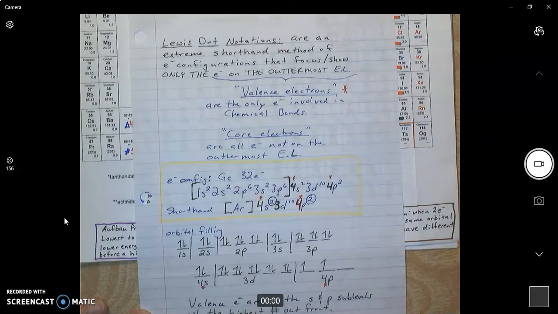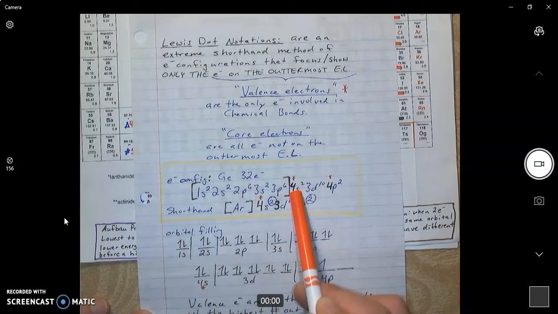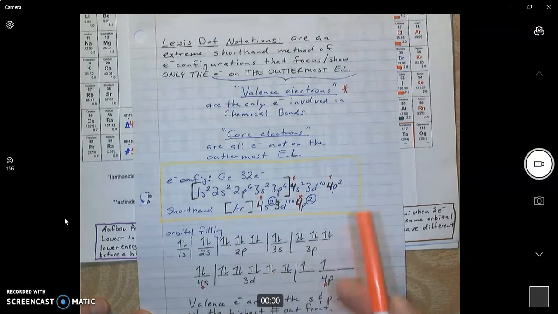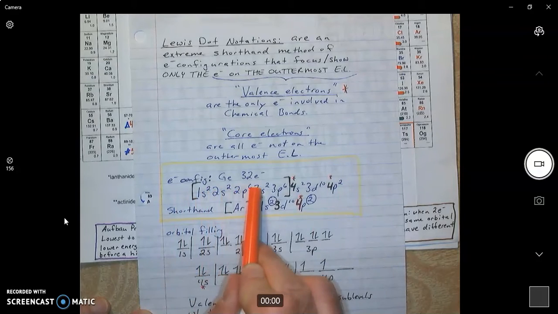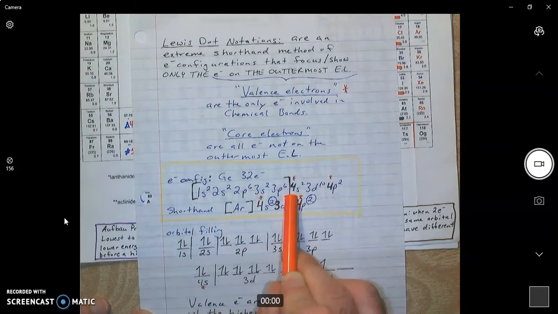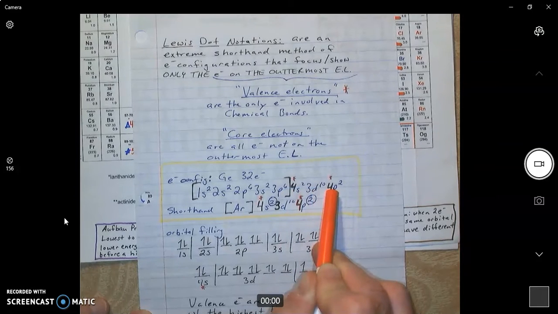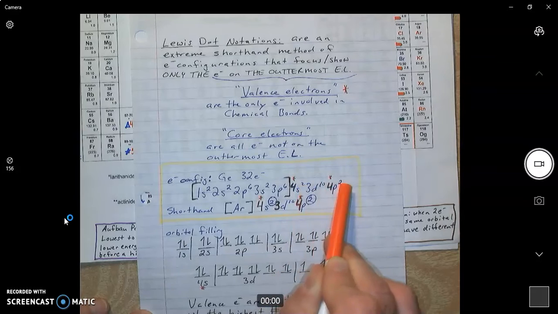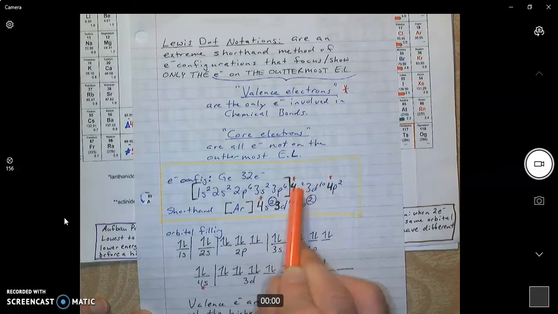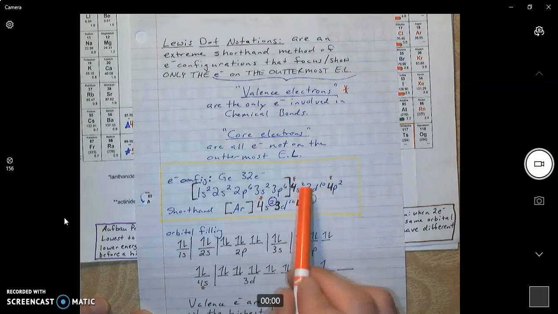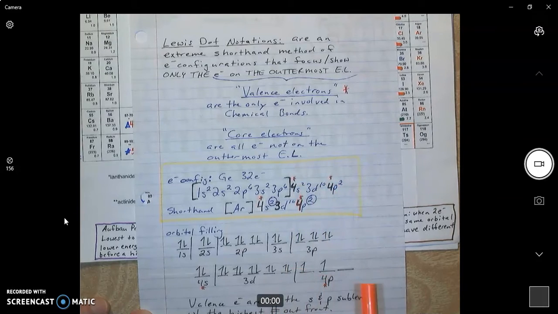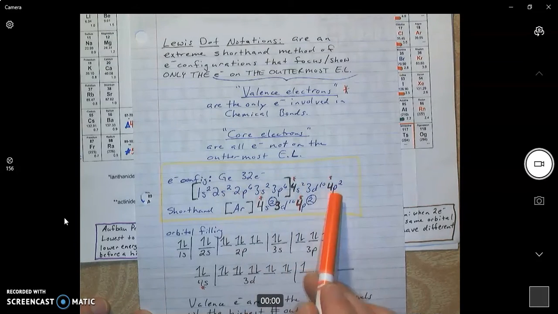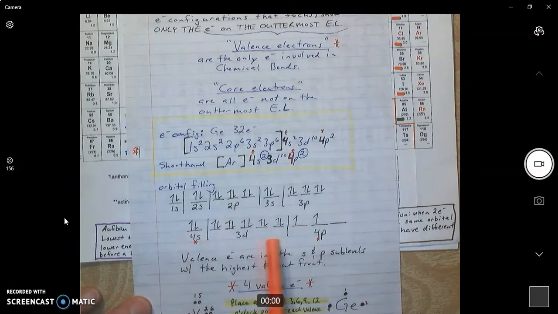They're the ones that are not on the outermost energy level. So if we look at an electron configuration for germanium, we would have 1s2, 2s2, 2p6, 3s2, 3p6, 4s2, 3d10, 4p2. Look at all the numbers out front and find the highest numbers. 4 is our highest number. That's our valence shell. Take the subscripts that are associated with those sublevels and add them together. That will give you the number of valence electrons.